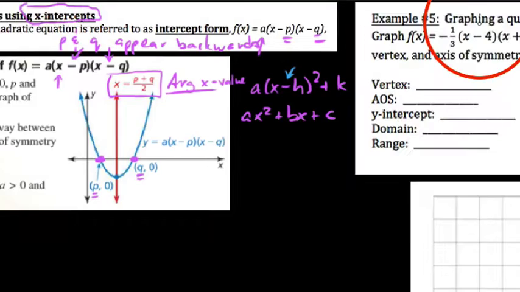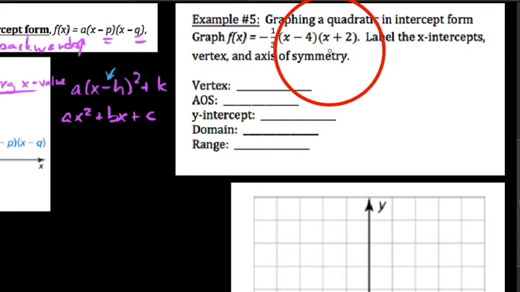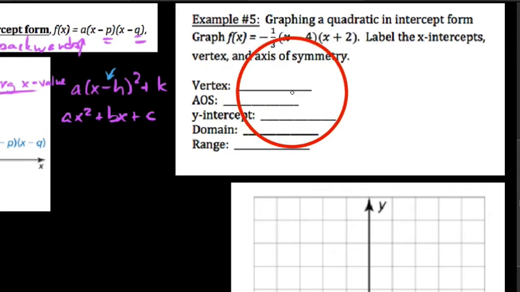And let's start over here. It says graph a quadratic in intercept form when the quadratic is given by f of x equals negative 1/3 times x minus 4 times x plus 2. And we want to label the x-intercepts, vertex and axis of symmetry. So let's start with this.